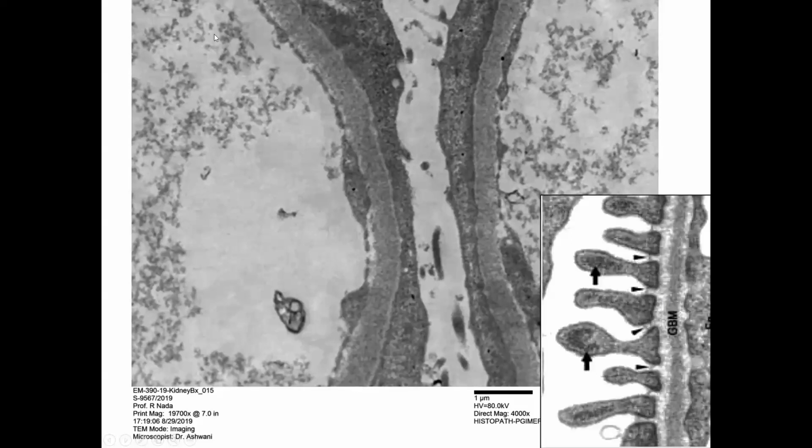So coming to this main picture, what is the difference between this inset picture and this? We can see that the podocyte is completely effaced. I can't see the foot processes, so it is completely effaced over the glomerular basement membrane. So this electron microscopy finding will be observed in cases of minimal change disease.